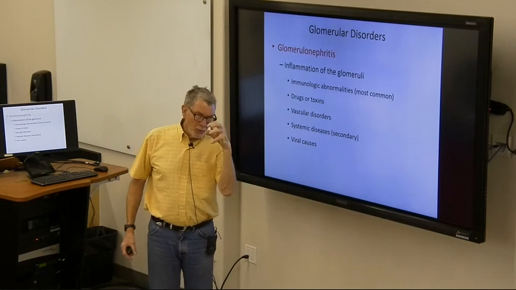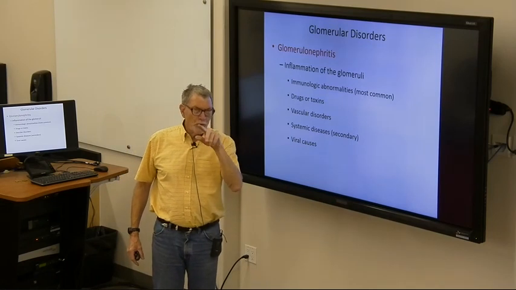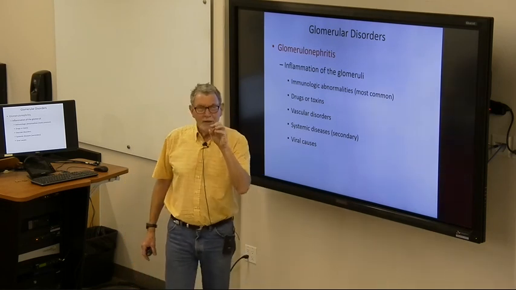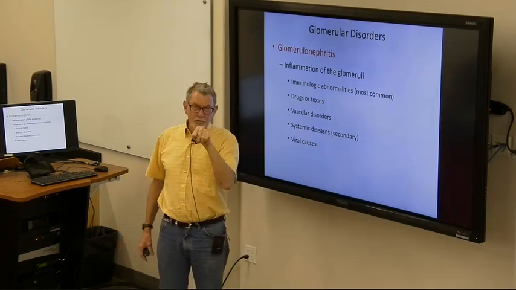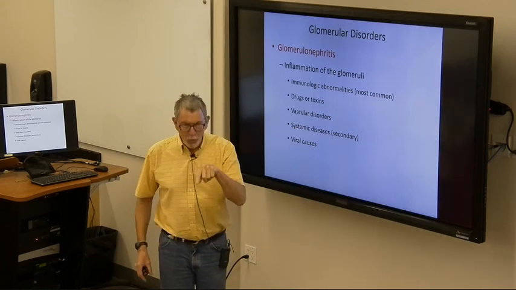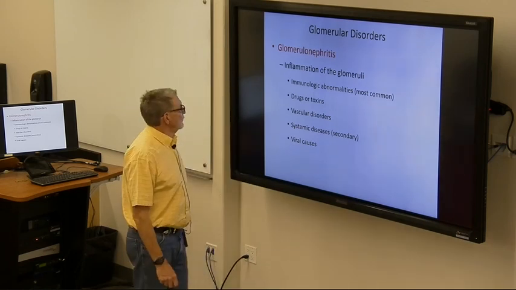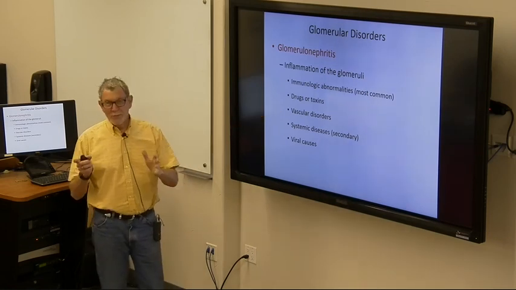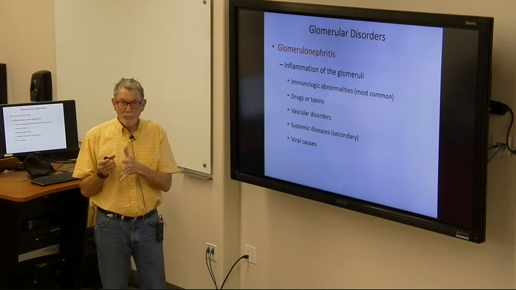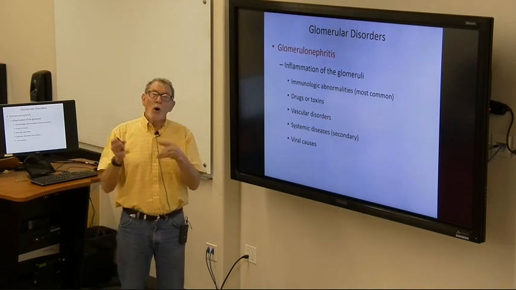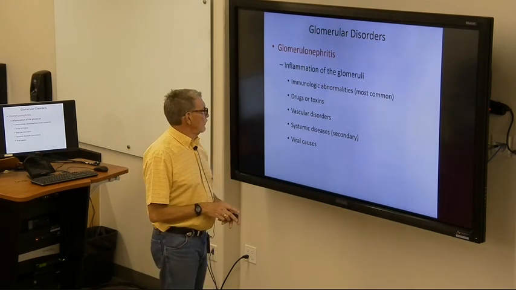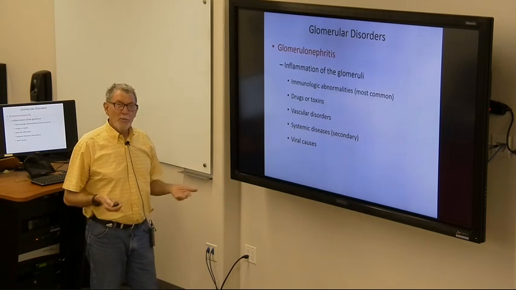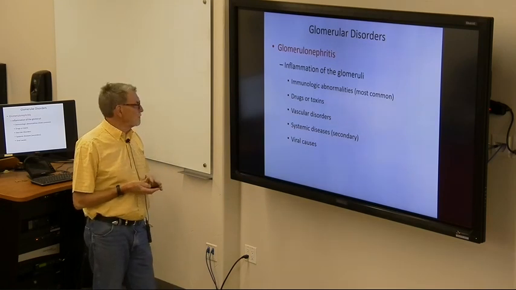Glomerulonephritis. Now this is the glomerular and nephron stuff themselves, the actual little areas. And this can happen if you have an attack on or a disease of the actual filtering mechanism. Immunologic abnormalities, your inability to fight pathogens, or autoimmune attack of your own cells. Some drugs and toxins will inflame the filters in the kidney.